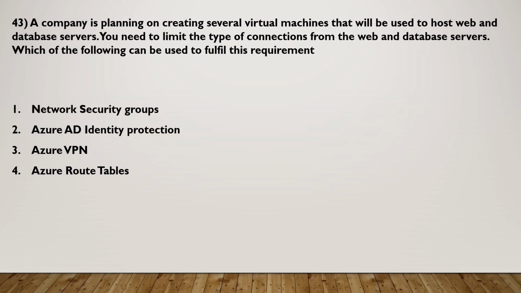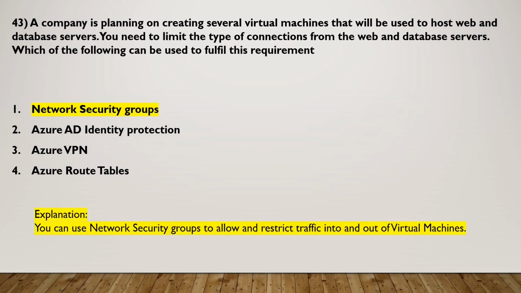The company is planning on creating several virtual machines that will be used to host web and database servers. You need to limit the type of connections to the web and database servers. Which of the following can be used to fulfill this requirement? It's network security groups. You can use network security groups to allow and restrict traffic into and out of the virtual machines.